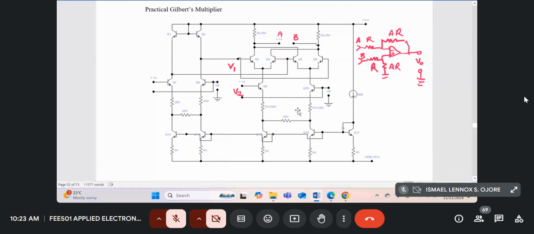Okay, so let's analyze this type of configuration where we have R1 here, R1 here, and then a bridging resistor of 35K, and this transistor is Q15, and this is Q16. This actually forms the constant current source.